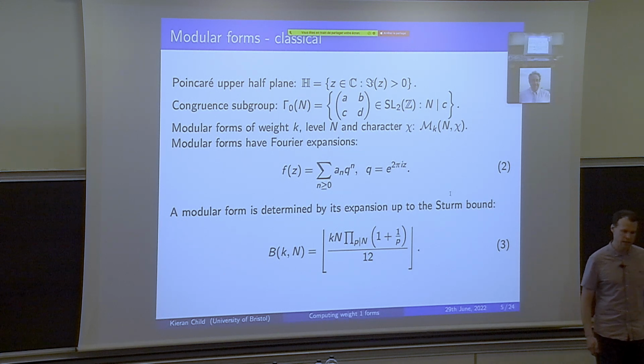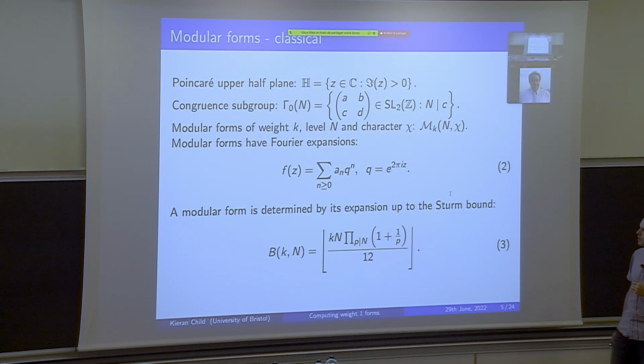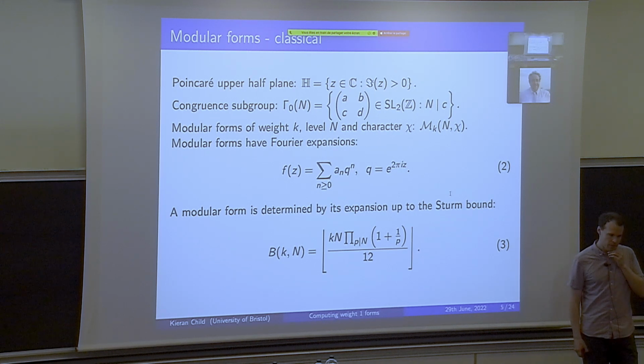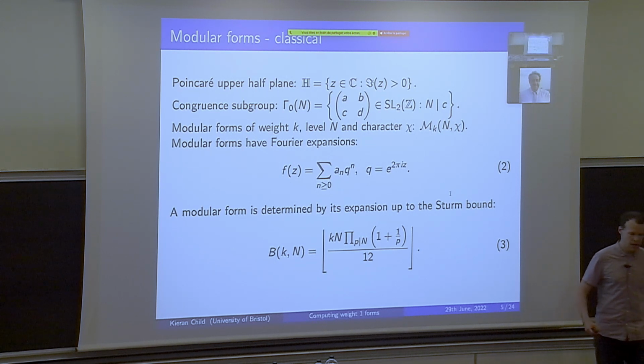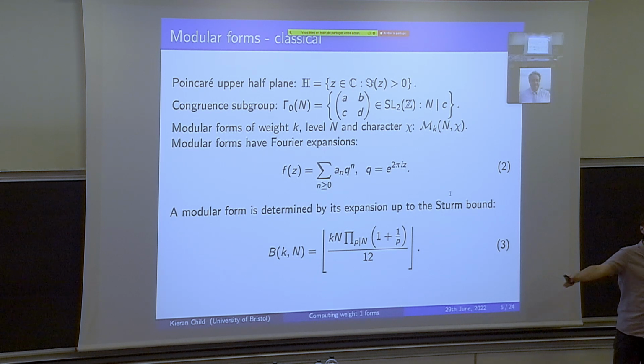So then we have weight k, level n, character chi, is going to be this M_k(n, chi). They've got Fourier expansions. That's really, when I talk about computing, that's what I'm talking about computing. I want to compute the Fourier expansion. And a reminder of this Sturm bound, which grows in weight and level. When I talk about computing a weight 1 modular form, or a number of other things, I'm really talking about computing all of these Fourier coefficients up to some arbitrary limit. And often we can just take that to be the Sturm bound.